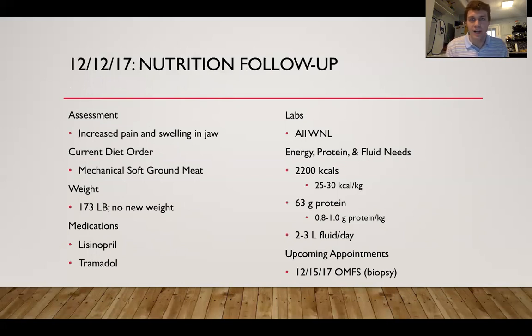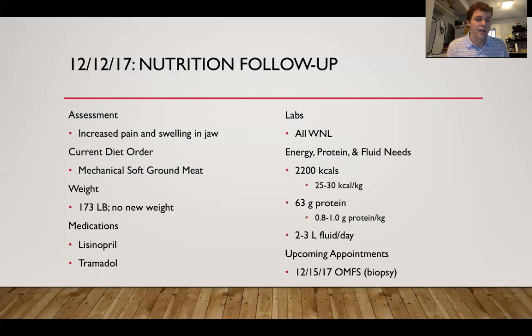But 5 days later, we received a call from the provider down in 23-hour hold. And the patient was essentially complaining of intolerance to his diet. One of our dietitians received the call, went down to 23-hour hold to meet with Mr. C. He was currently on the mechanical soft ground meat diet. We didn't have a new weight for him at the time.